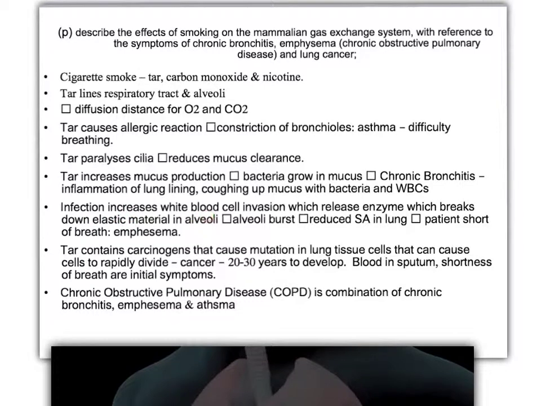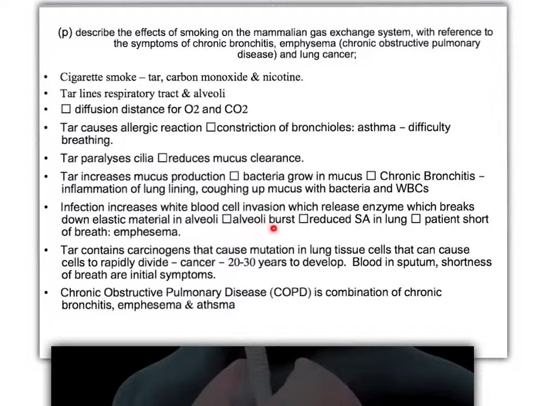Infection increases white blood cell invasion, and the white cells, as they burrow in from the bloodstream into the alveoli, release an enzyme which breaks down the elastic material in the alveoli. There's an elastic material around the outsides of alveoli called elastin, and to get access to the alveoli, these white blood cells release an enzyme which breaks down the elastin, which means that the alveoli lose their ability to recoil when you're exhaling.